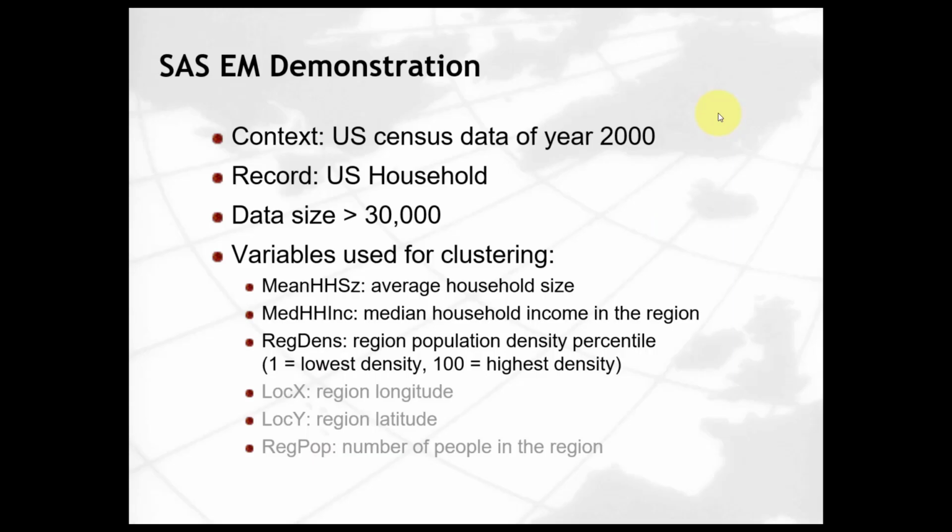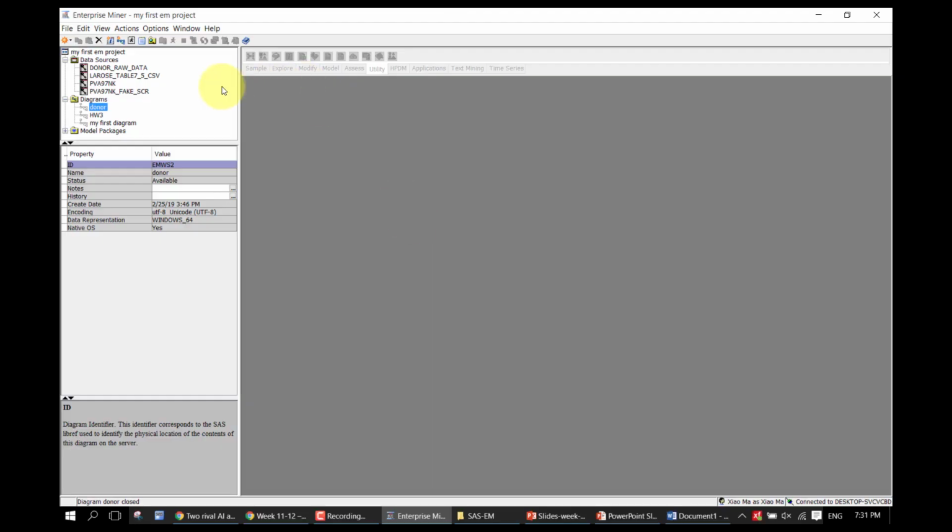I will demonstrate SAS implementation of the cluster. We'll use this data set. You can download it from Blackboard. It's called Census 2000. It should be in this week's folder. And the tutorial we'll be following will be the pattern discovery.